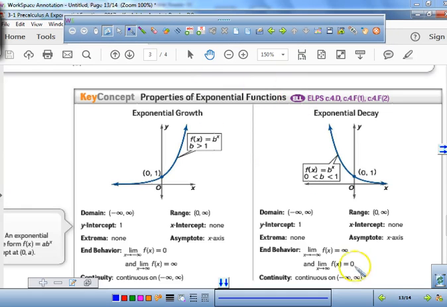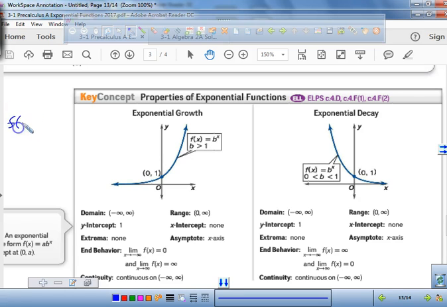Today we're going to be talking about exponential functions. Here are the two basic types of exponential functions: exponential growth and exponential decay. In function notation, you will see the exponential function is a times b to the power of x.